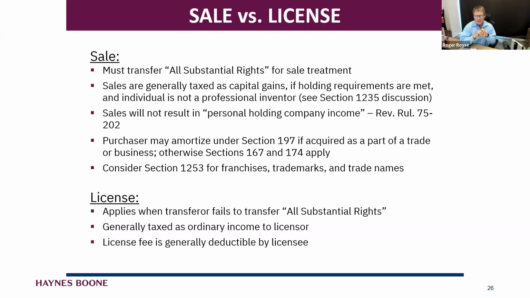Now, if we don't have a transfer of all substantial rights, what we have is not a sale for capital gains purposes. We have a license for tax. And that means that the income from that transaction is going to be ordinary income. Now, the flip side is that the person who bought it, the licensee in this case, is going to get a tax deduction for the amounts that they paid, but the person who sold it is going to pay tax at this higher rate.